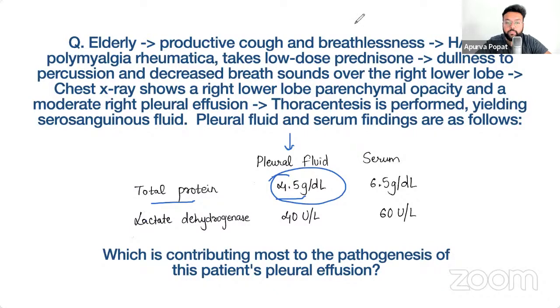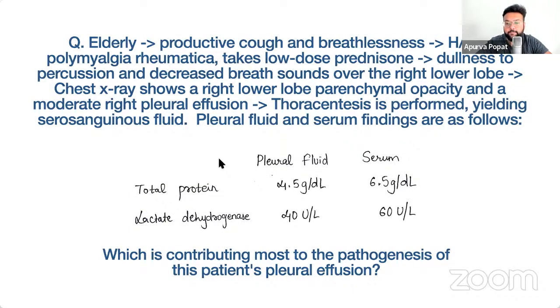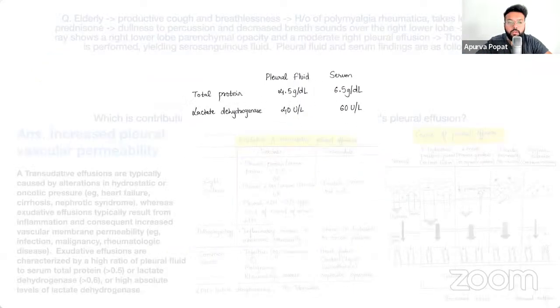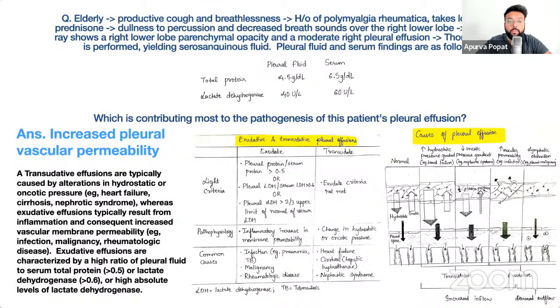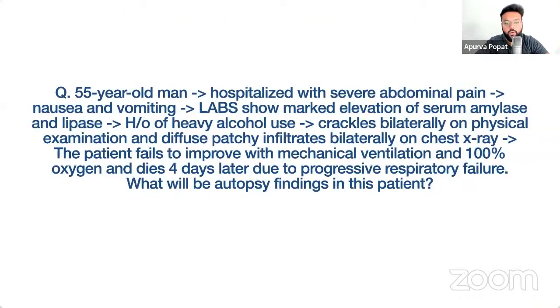It could be infection or malignancy, pleural malignancy. Infection will increase the vascular permeability, so that will increase the protein content. That's why you have exudate there. Okay.